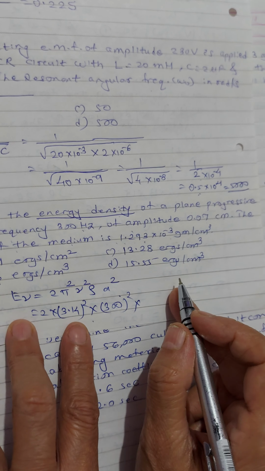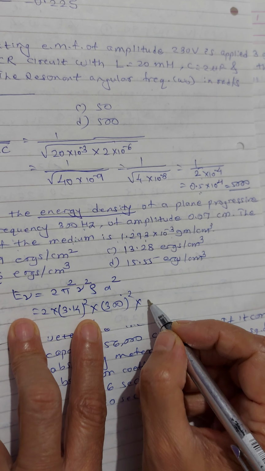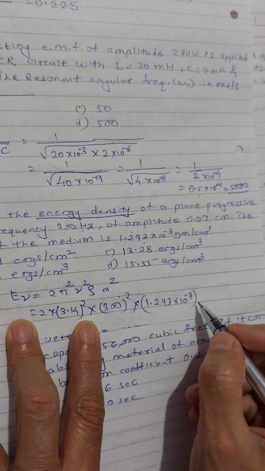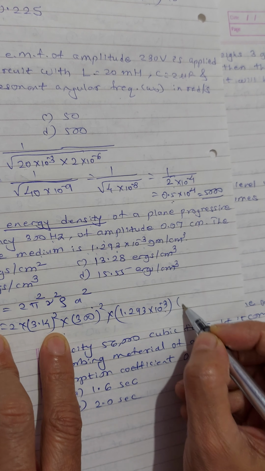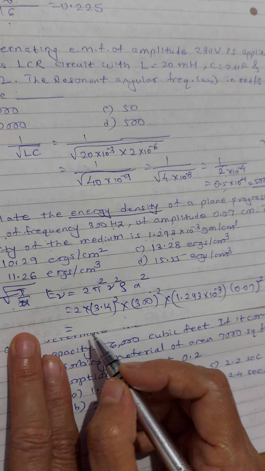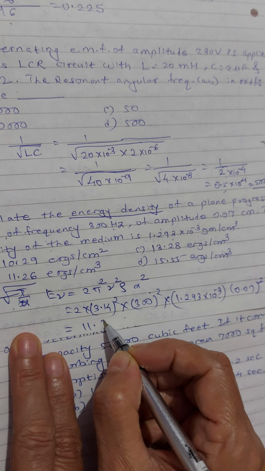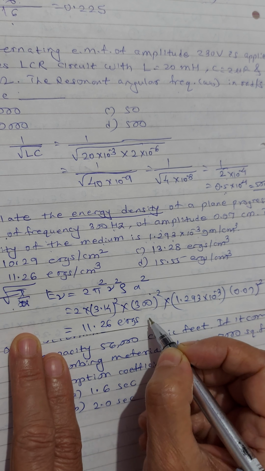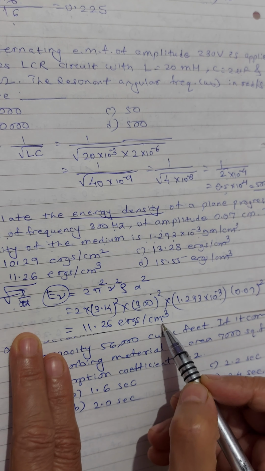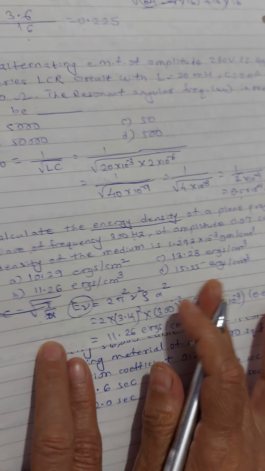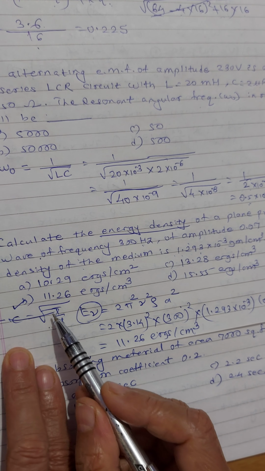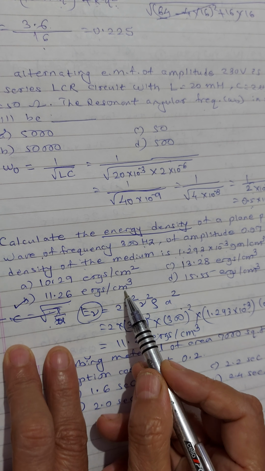What is the density given over here? It is density of the medium is 1.293 into 10 to the power minus 3 into a square. How much is a given to you? 0.07 bracket square. So if you simplify this, we should be getting the answer 11.26 ergs per centimeter cube, because this is energy density per centimeter cube. So therefore, out of the 4 options given to you, option B is perfect, 11.26 ergs per centimeter cube.